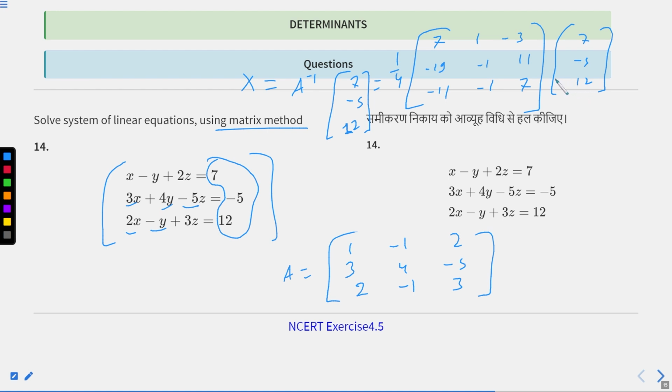Okay. So from here, x will be what? Just multiply. So 1 by 4 times 49 minus 5 minus 36. So this will be what? As you can see, this will be 41. Yes, minus of 41, and this will be 8. Just 8. Okay, so 8.